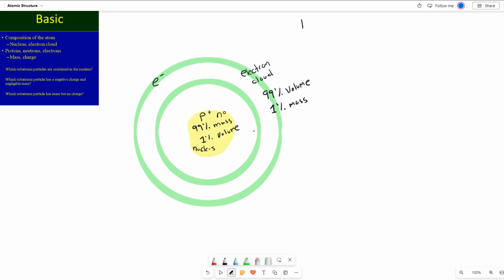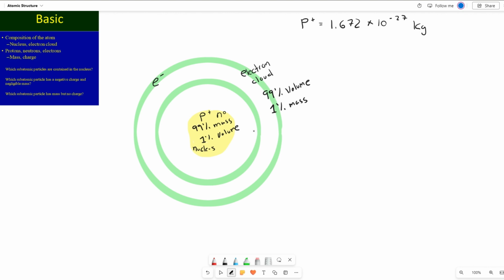If we take a look at a proton, it weighs about 1.672 times 10 to the negative 27 kilograms. Now, when you think about how much that weighs, that's an extremely light weight, times 10 to the negative 27th. That's like a billionth of the weight of a piece of hair. So it's super light.